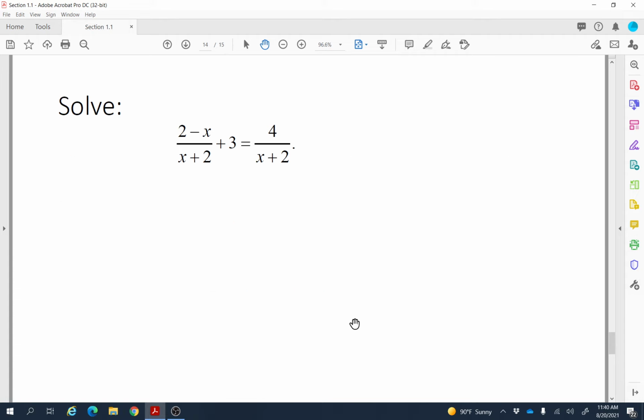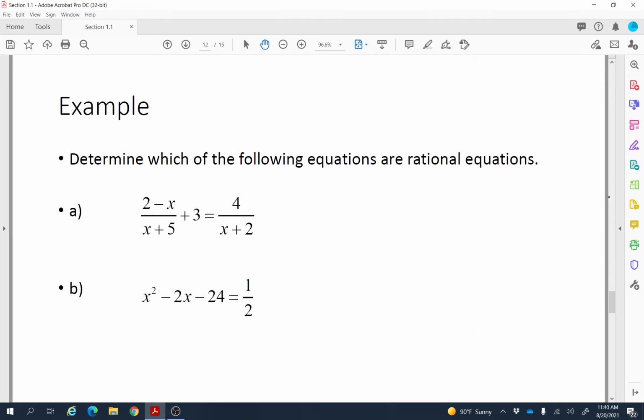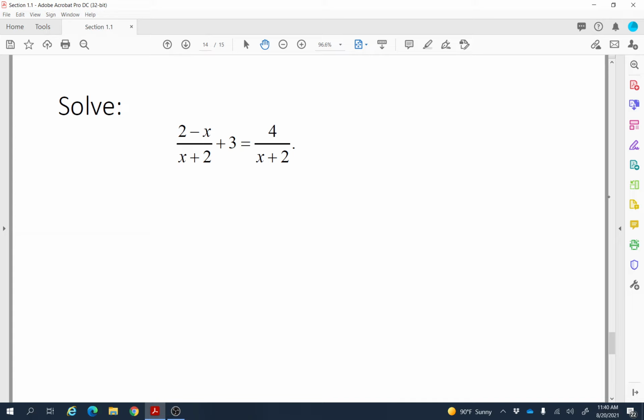Now our goal in this section is to solve rational equations. The tricky part about a rational equation is that you need to find out where the equation is undefined, and you can do that by looking at the denominator. You don't want the denominator to be 0. Whenever you have a rational expression in the equation, this q of x has to be non-zero, otherwise the expression is undefined. That is the trick we are going to use here.